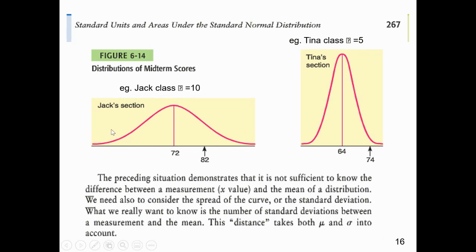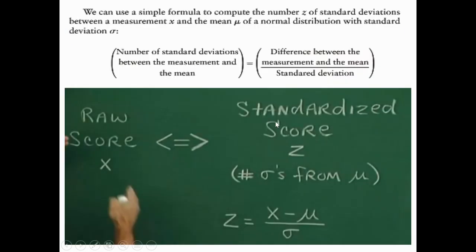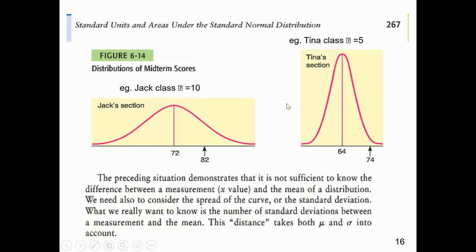In either case, here's Jack's section. The mean was 72. Jack scored an 82. Here's Tina's section. The mean was 64, and her score was a 74. Now, the figure is missing here, but the standard deviation in Jack's class was 10, and the standard deviation in Tina's class was 5. So it looks like Jack is one standard deviation away from the mean. And Tina, even though she had a lower score, was two standard deviations away because her class average was only 64. So in actuality, Tina did better in relation to everybody else because her score was two standard deviations above the mean.